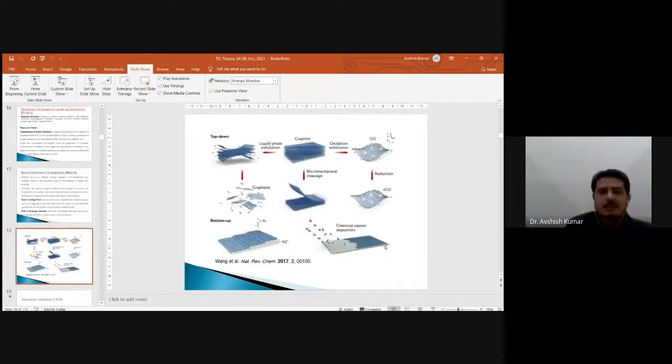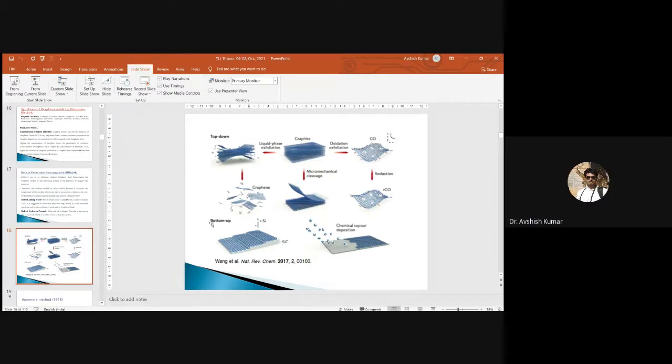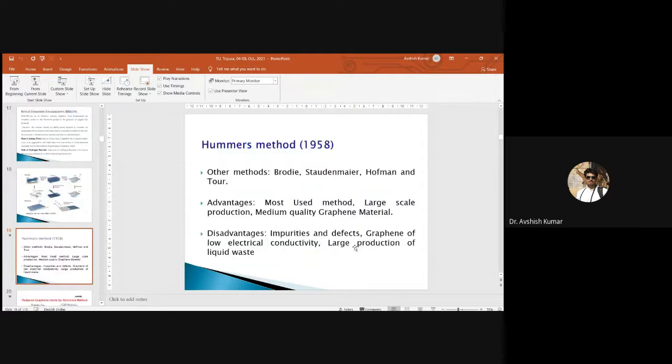I have taken this figure from a paper in Nature Communications, published in 2017. This is the top-down approach and this is the bottom-up approach. The top-down approach is where you are exfoliating the graphite sheets, and in the bottom-up approach you can use the CVD technique, where you go from bottom to top. It means you can synthesize it using CVD. I will discuss the CVD technique with you.